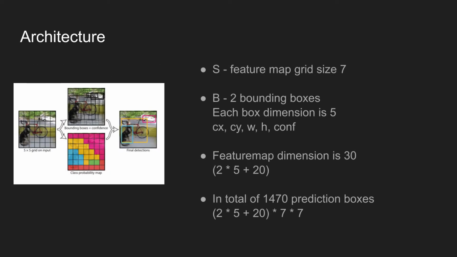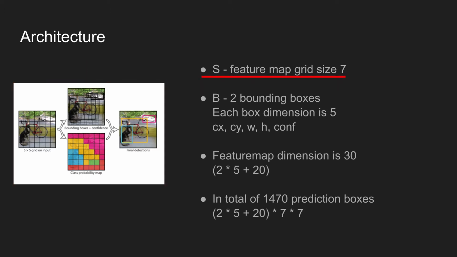Given an image as an input, layers of convolutions are applied to produce an output feature map of size S by S. This is better shown at the figure on the left. The S by S output feature map grid is overlaid on the input image. For each grid cell, B bounding boxes and its box confidence value is predicted, together with object class probability.